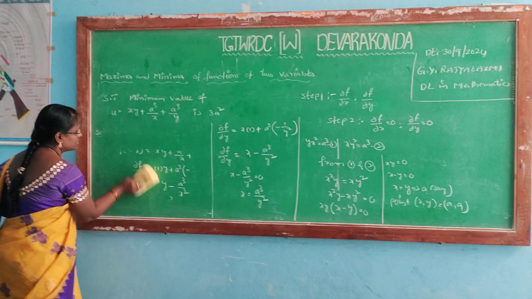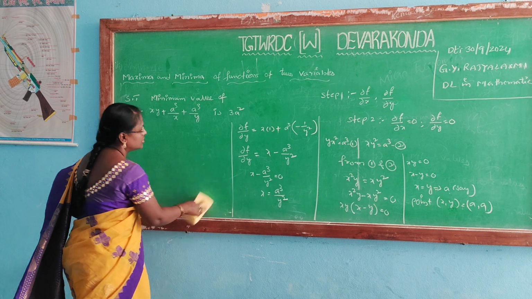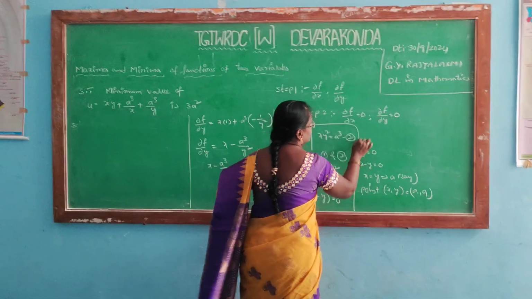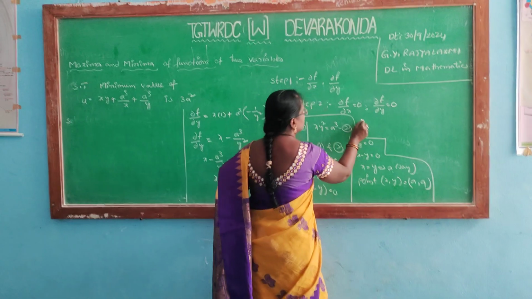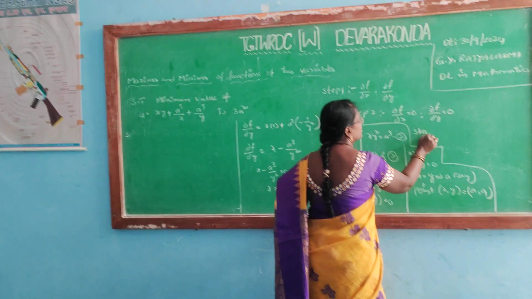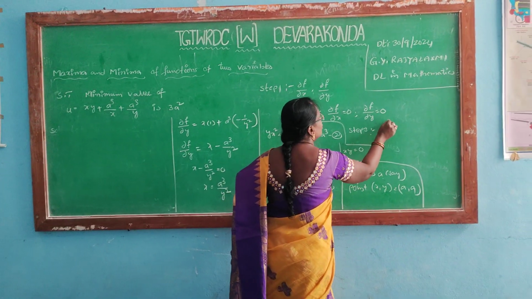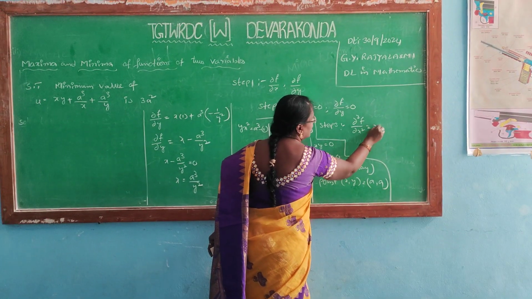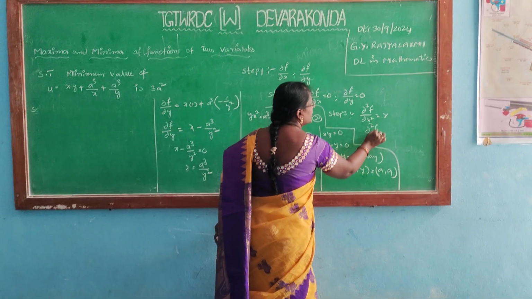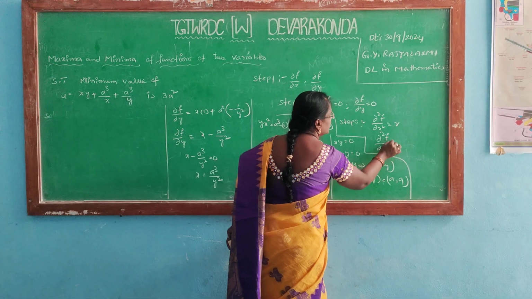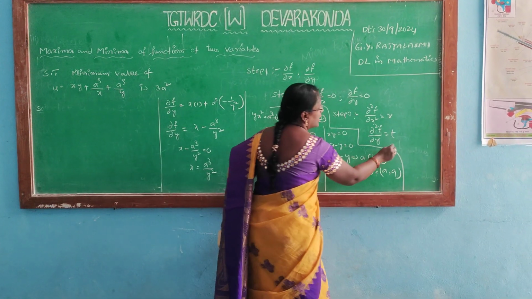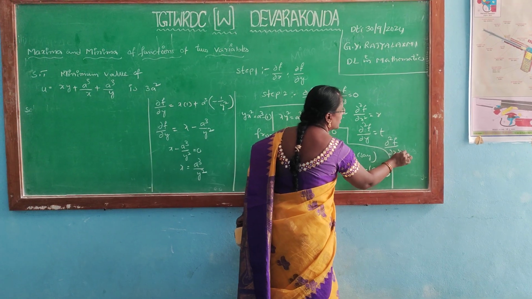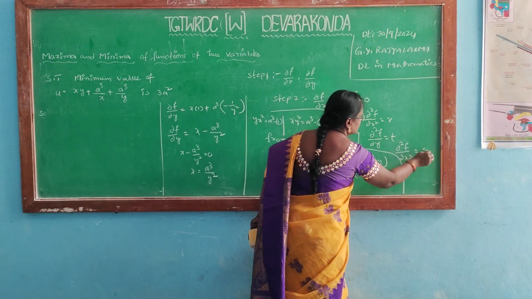Third step. In the third step, we take the second time derivative. Step 3 is ∂²f/∂x² as r, ∂²f/∂y² equal to t, and ∂²f/∂x∂y equal to s.